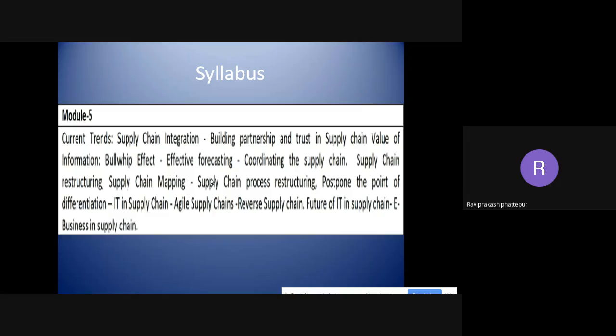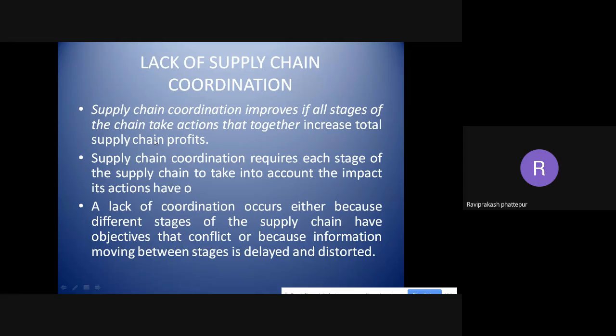So we'll start. A small introduction will be given to you. Then if time permits, we'll go with bullwhip effect and we'll stop for today. Then lack of supply chain coordination, we'll start here. Supply chain coordination improves if all the stages of the chain take actions that together increase the total supply chain profits. So in a supply chain, there are different links or different stages.